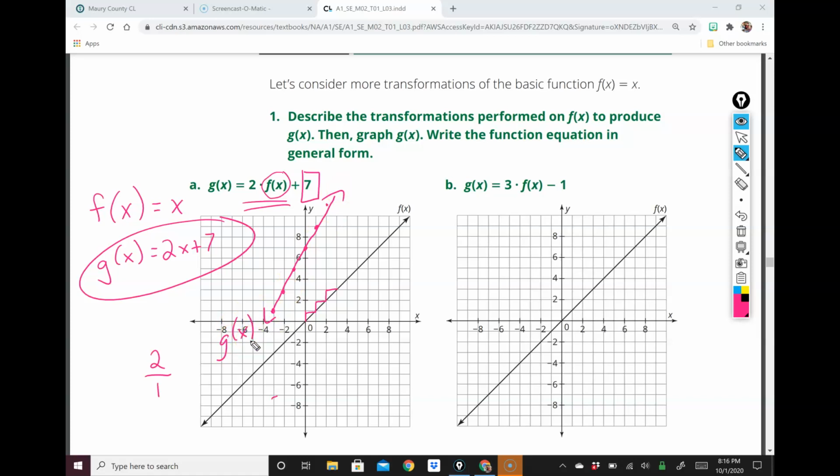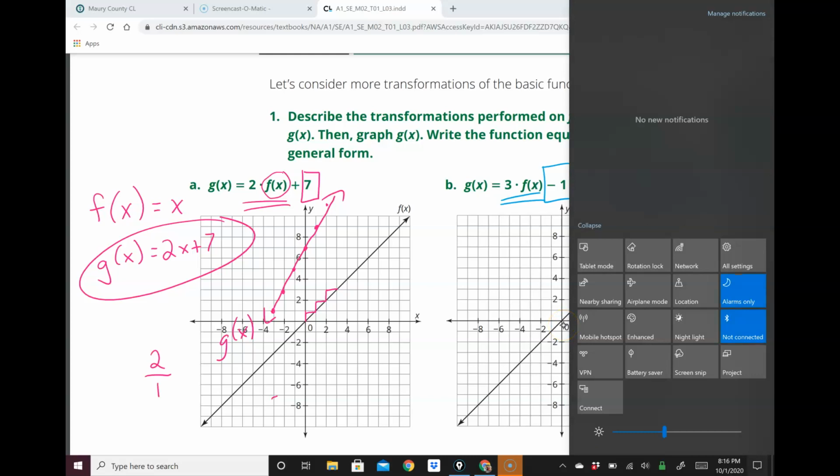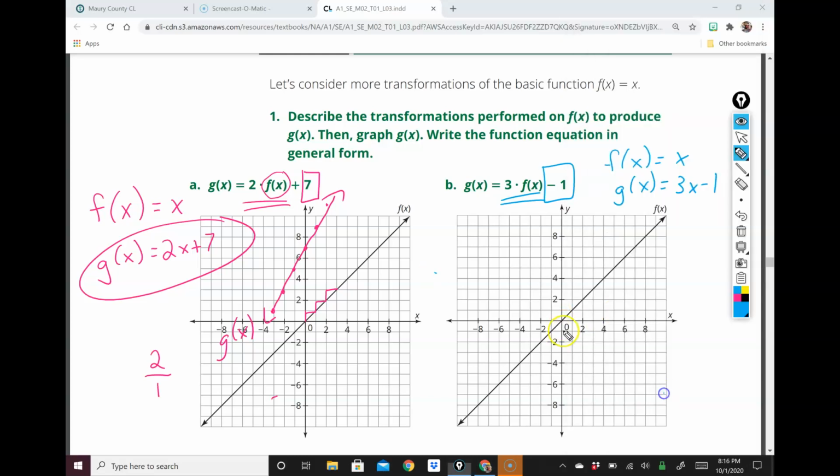Let's do that same process for b. F of x equals x, and it's graphed here. I'm going to multiply x times 3, so g of x is going to become 3x, and then I'm going to take away 1. So there I'm going to go down 1 on the y-axis. That's going to be my slope-intercept. That's where it crosses the y-axis. My slope has changed to 3.